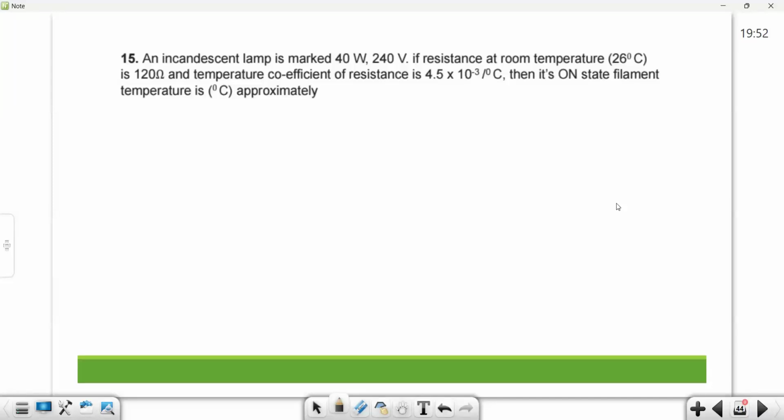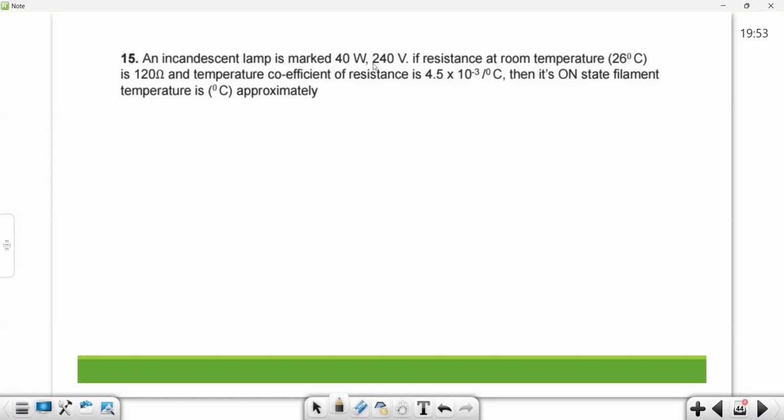It is given the incandescent lamp is marked at 40 watt, 40 volt. If the resistance at room temperature is 120 ohm and the temperature coefficient alpha is given, then the on-state filament temperature is approximately what? How will you do it? Here alpha is given, alpha is equal to 4.5 into 10 power minus 3, and the resistance at room temperature is given. From here you can get the value of R naught. Let it be R naught, which is already given here as 120. Then the on-state filament temperature, that is T, we have to find.